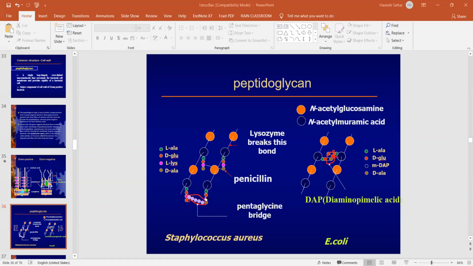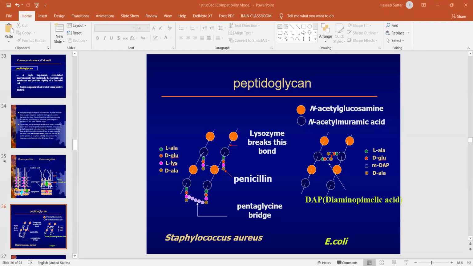Another important thing is that cell wall is only present in bacteria, not in human cells. So that is why when we give penicillin or cephalosporin, they only inhibit the synthesis of peptidoglycan in bacteria, not in humans, because human cells do not have any cell wall. So that is why they have limited toxicity. That is why they do not cause any damage to the human cell.